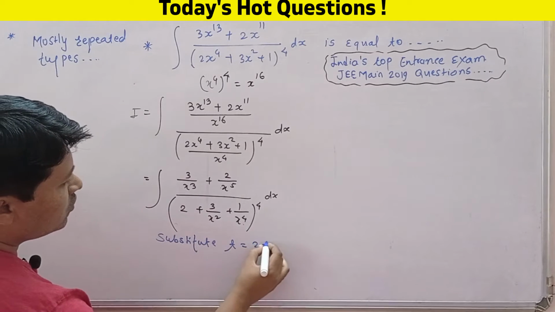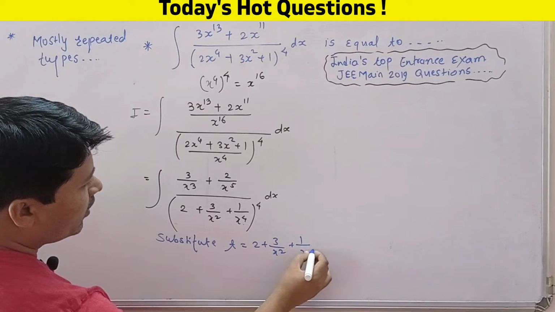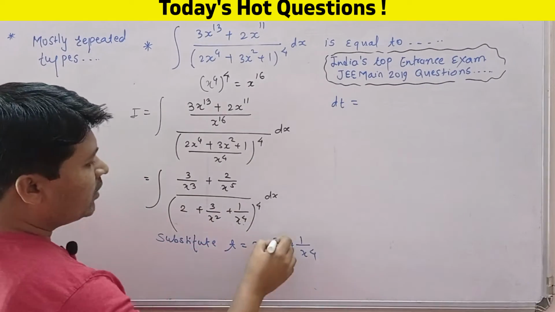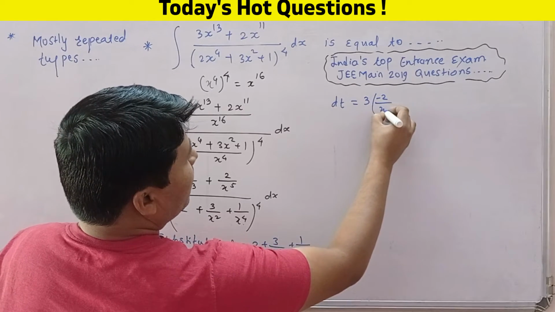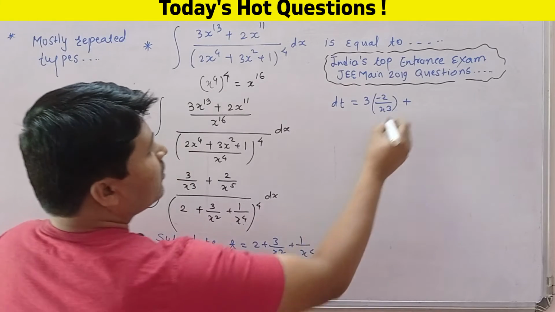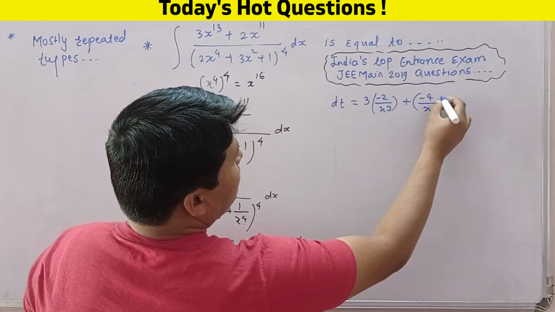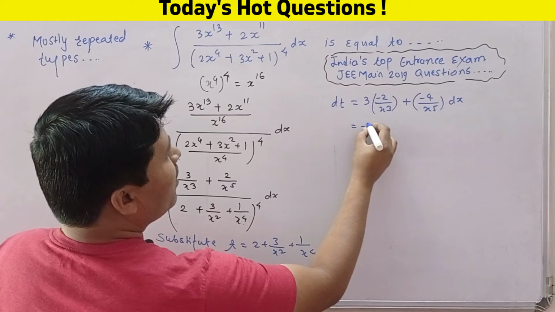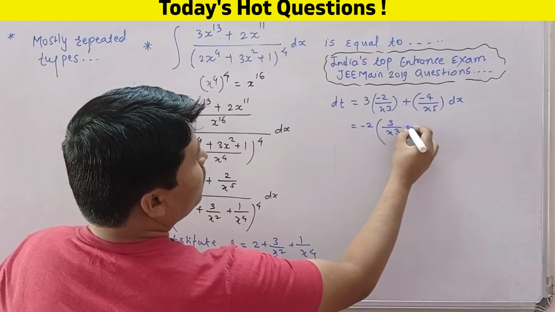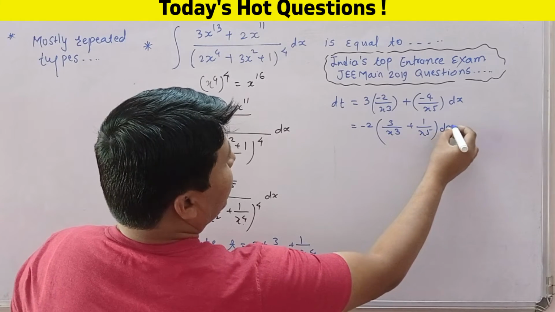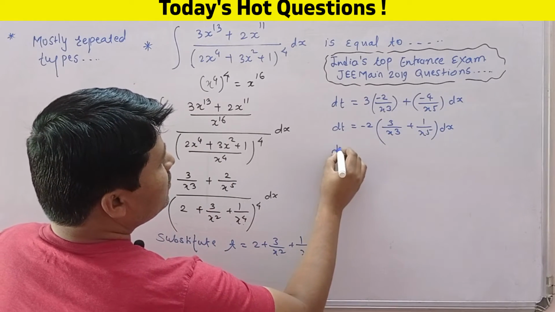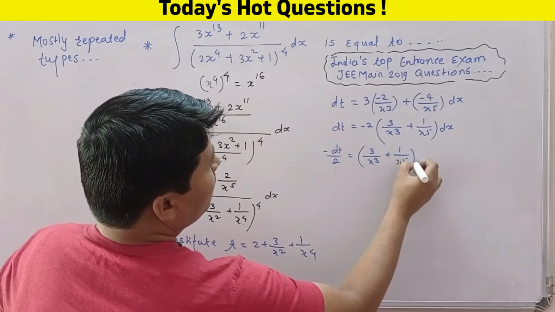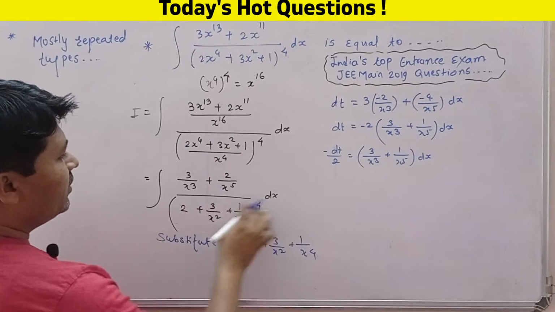Suppose t is equal to 2 + 3 divided by x^2 + 1 upon x^4, and we differentiate this function with respect to x. Therefore we get dt equal to (-6 divided by x^3 - 4 divided by x^5) dx. Taking -2 as the common term, dt = -2(3 divided by x^3 + 1 upon x^5) dx. Now this can be arranged as -dt/2 = (3 upon x^3 + 1 upon x^5) dx, and this value is present in the numerator.